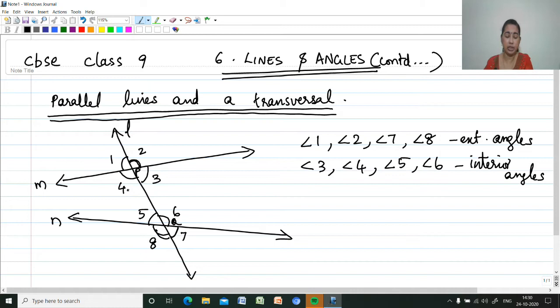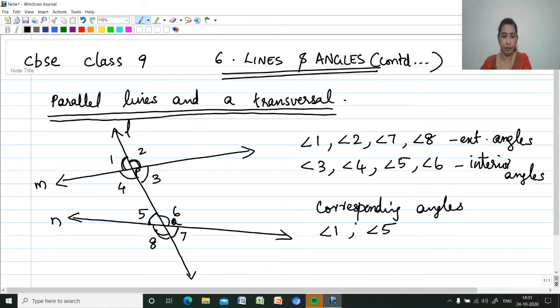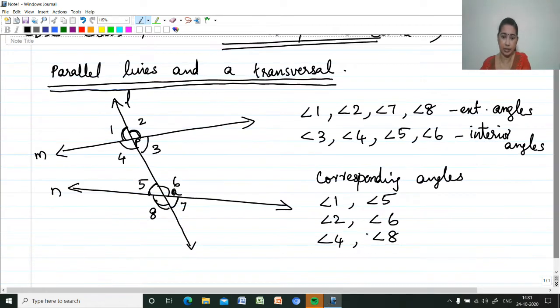Then which are the corresponding angles here? Corresponding angles are angle 1 and angle 5, then angle 2 and angle 6, same way angle 4 and angle 8, then angle 3 and angle 7. These are corresponding angles.